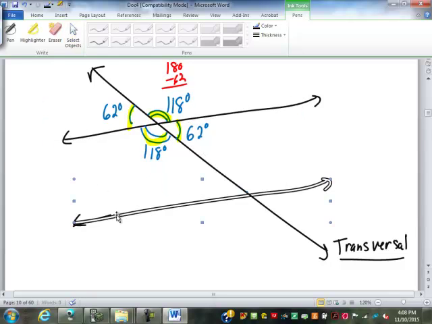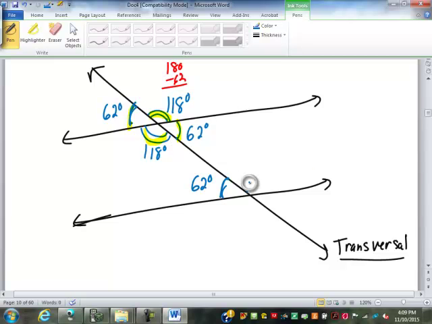So if I slide it back down here, this angle here came from this one. So this one must be 62 degrees. What's this one have to be? 118. How about this one? 62. And this one? 118.